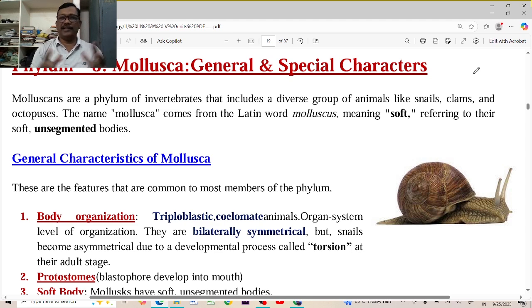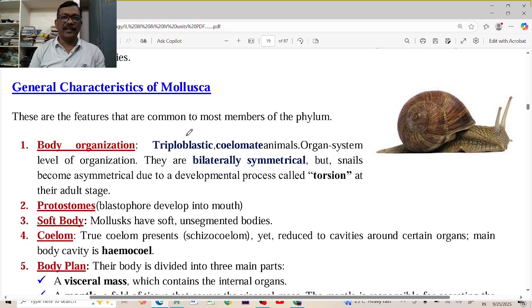In the general characters, molluscans are soft-bodied animals, but there are no segments in the adult organism. If you see the body organization, these are triploblastic animals. We have already discussed triploblasticity and coelom development. Triploblastic animals start from the platyhelminthes onwards. During embryonic development, 3 germ layers are present in them: ectoderm, endoderm, and mesoderm.